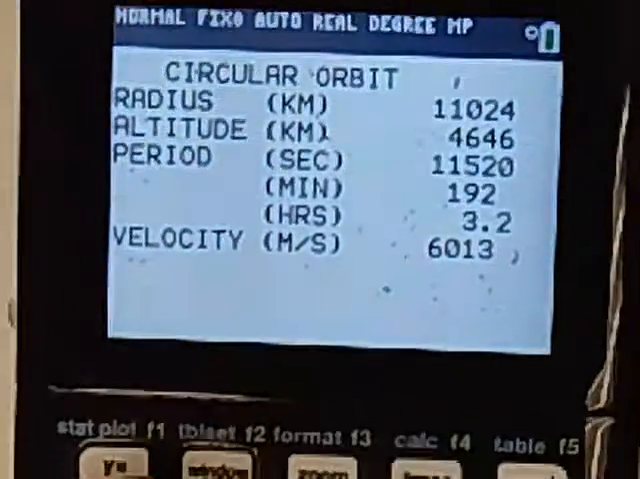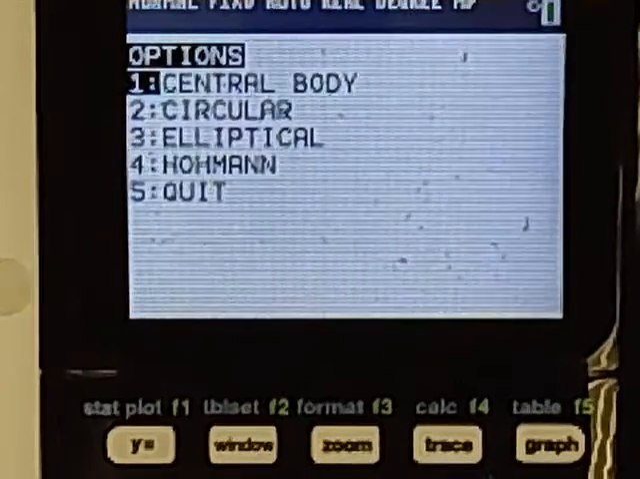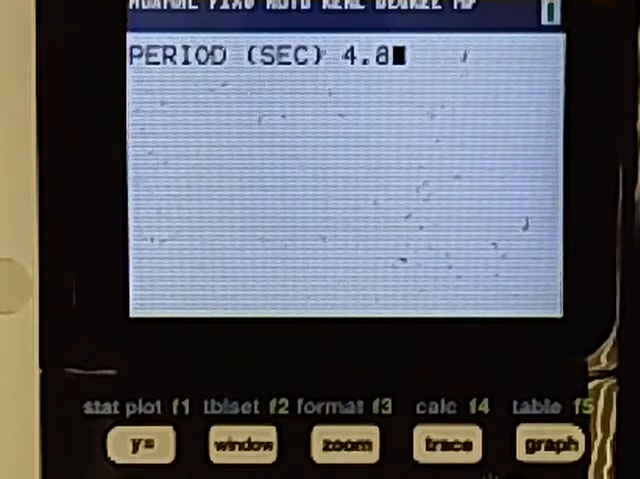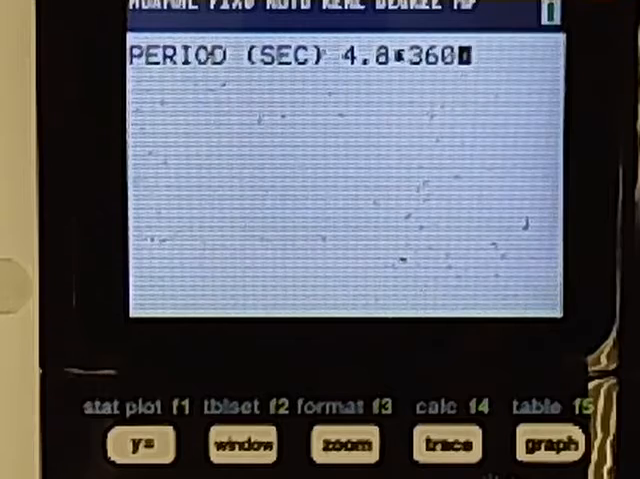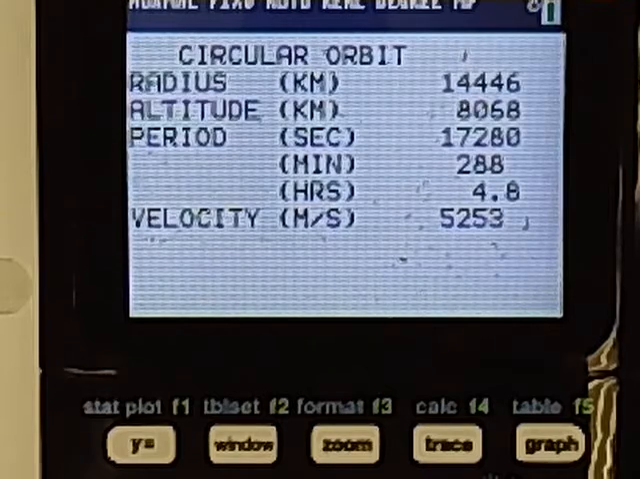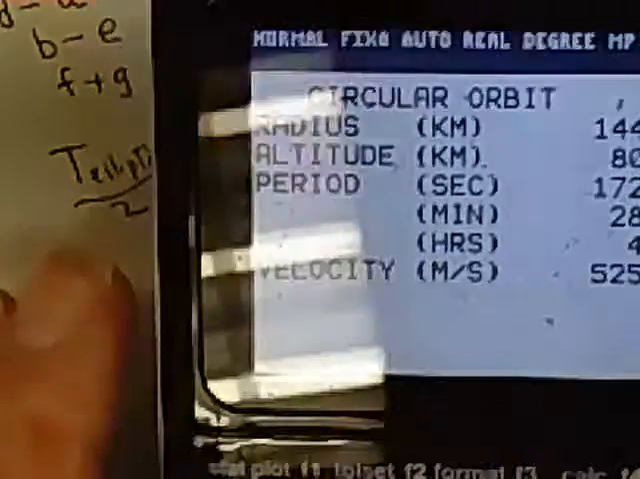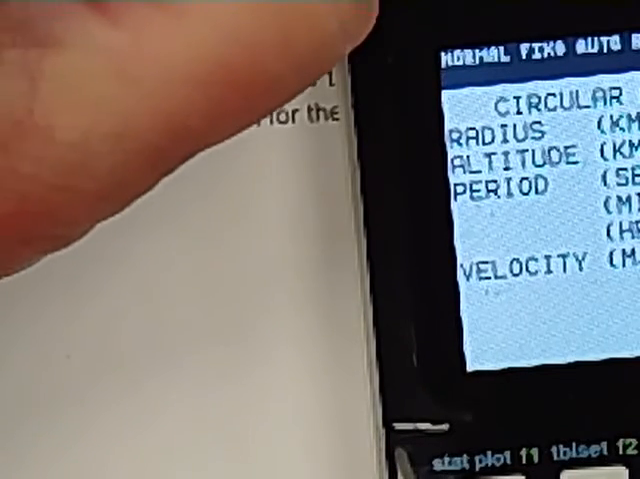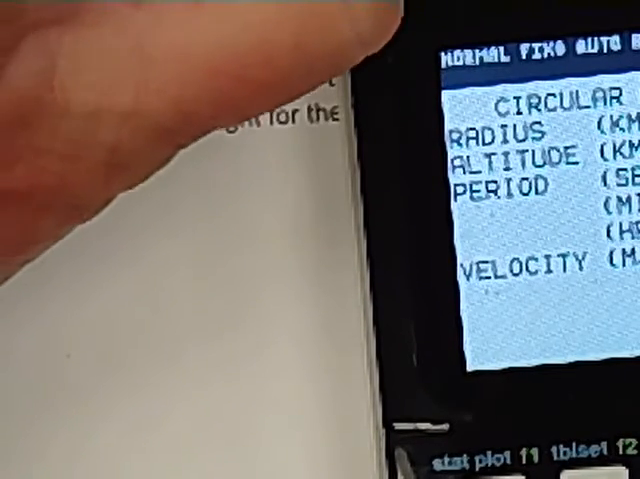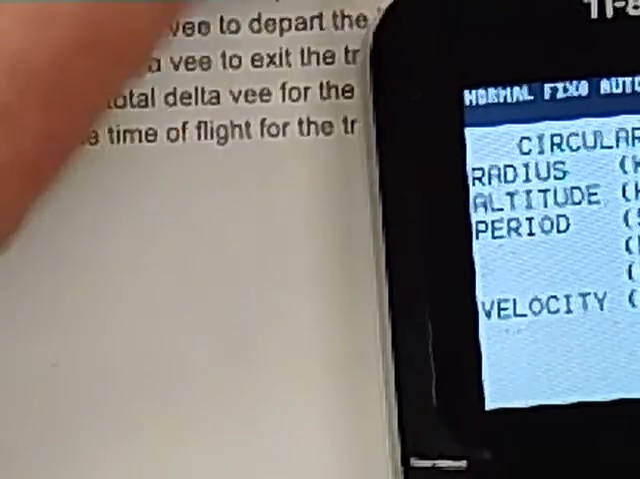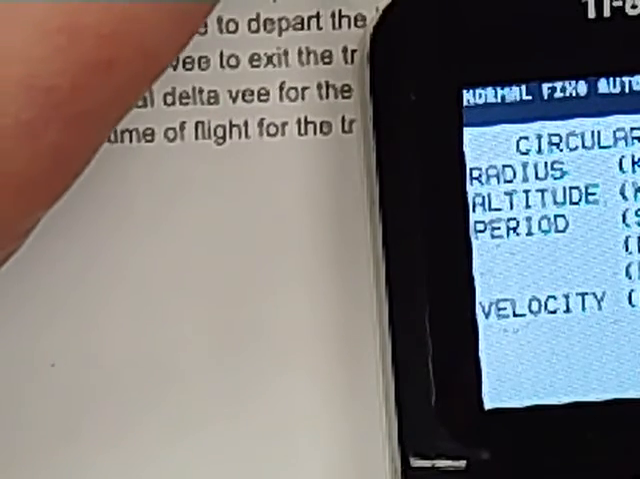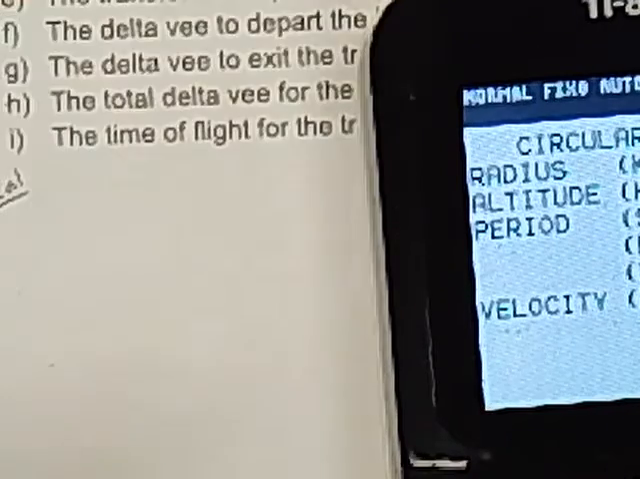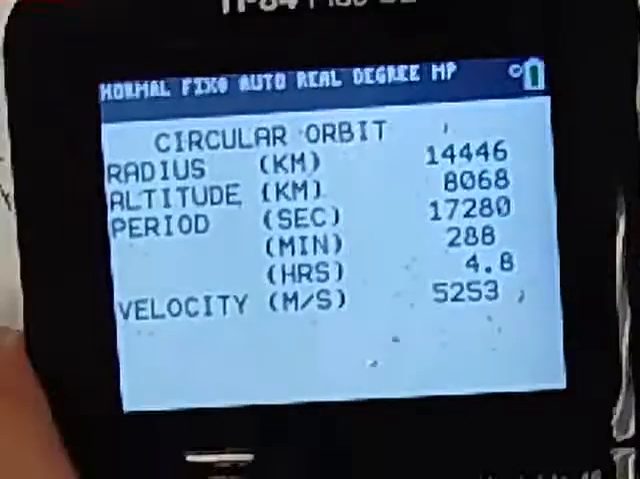Now I'm going to run my circular orbit program again, and this time put in an orbit period of 4.8 hours times 3,600 seconds per hour. And so the answer to part B is my orbital velocity is 5,253 meters per second, while my orbital radius is 14,446 kilometers, a number I will need to go forward from here.